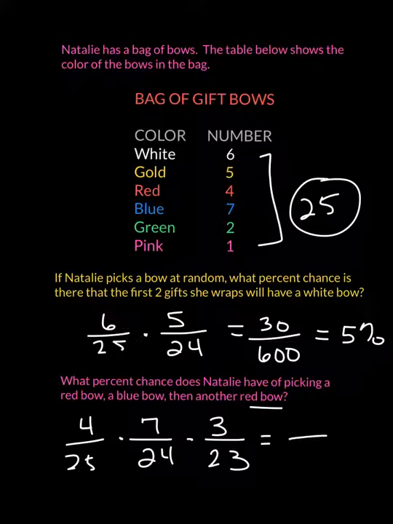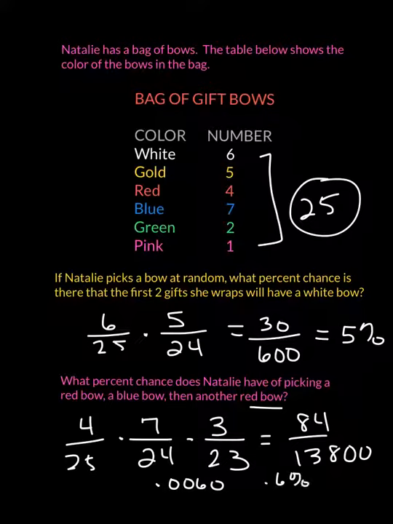I multiply across. And I get 84 as my numerator. And 13,800 as my denominator. So when I put this in percentage, my decimal is going to be 0.0060. So that actually becomes 0.6%. Remember, I go 2 decimal places, so I have a 0.6% chance of picking a red bow and then a blue bow and then another red bow.